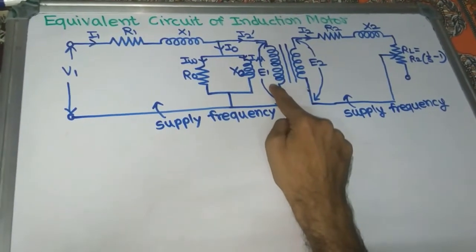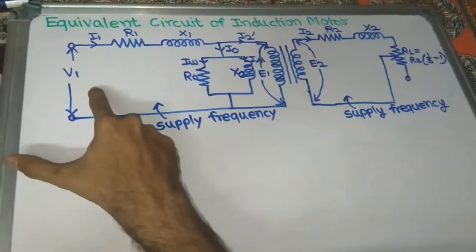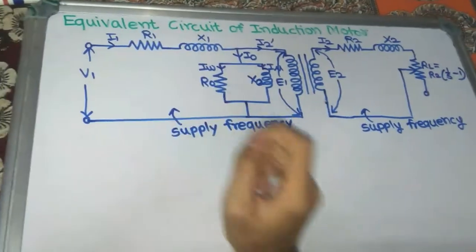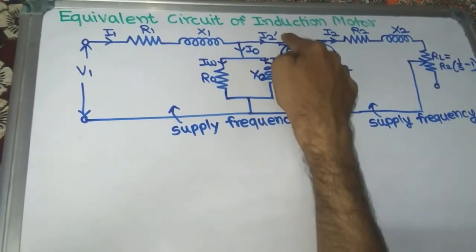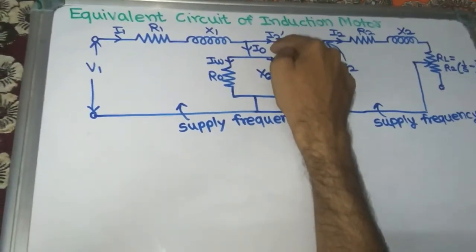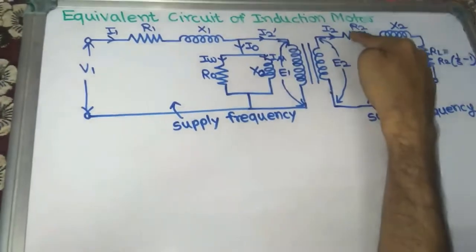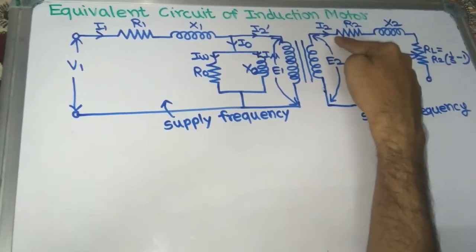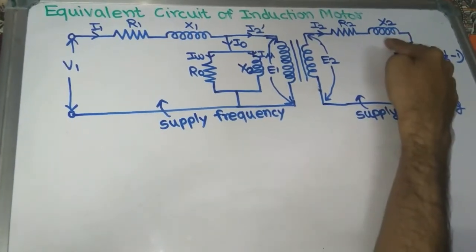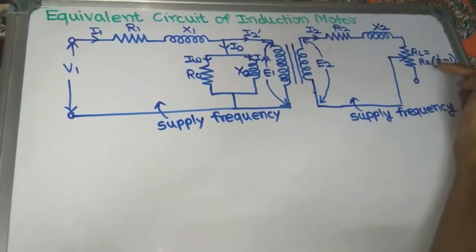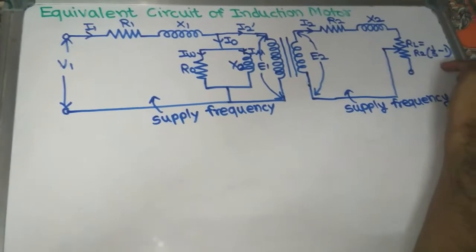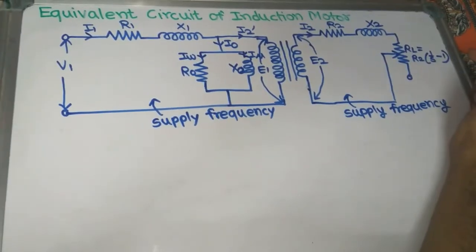E1 is induced EMF in stator per phase, V1 is applied voltage to the stator per phase, I1 is current flowing through the stator per phase, I2 dash is reflected secondary current, reflected rotor current per phase, I0 is no load current per phase, I2 is rotor current per phase, R2 is rotor resistance per phase, X2 is leakage reactance of rotor per phase, and this RL, that equals R2 (1/S - 1), is the electrical equivalent of mechanical load.